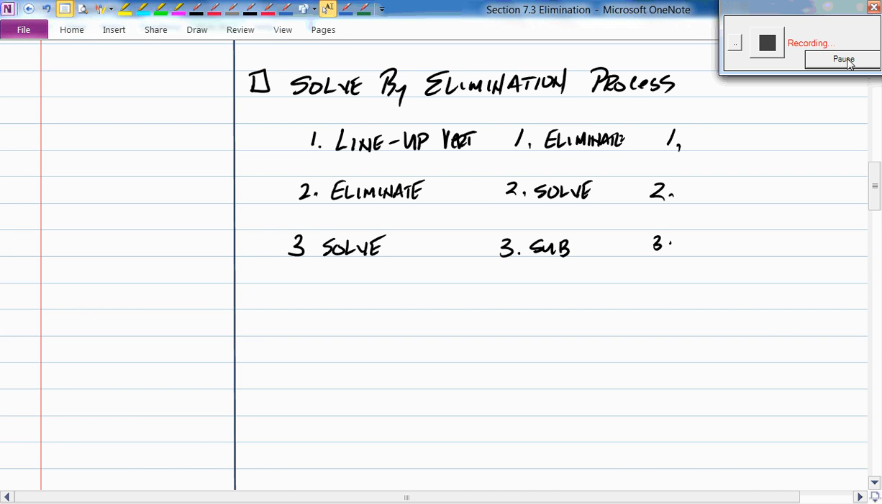Here's what we have so far. These are really good. I'm glad that you guys came up with these. Your process should be line up, vertical, eliminate, then solve. And the other one said eliminate, solve, and substitute. So I'm going to combine these 2 for you guys. I like the line up. We're going to line up vertically. We're going to eliminate and solve, and then we're going to substitute.